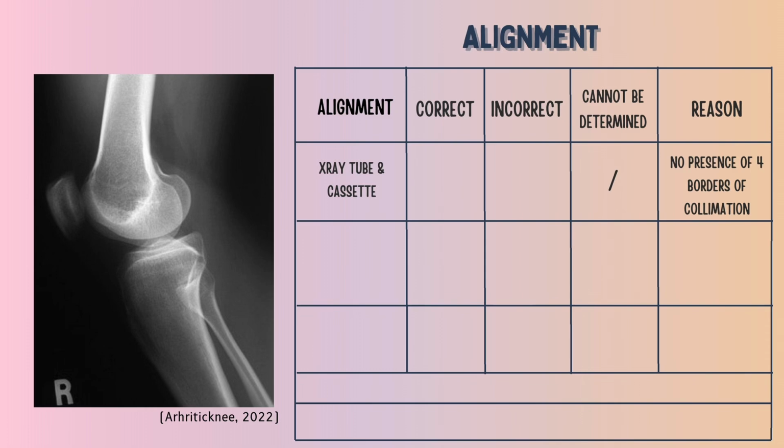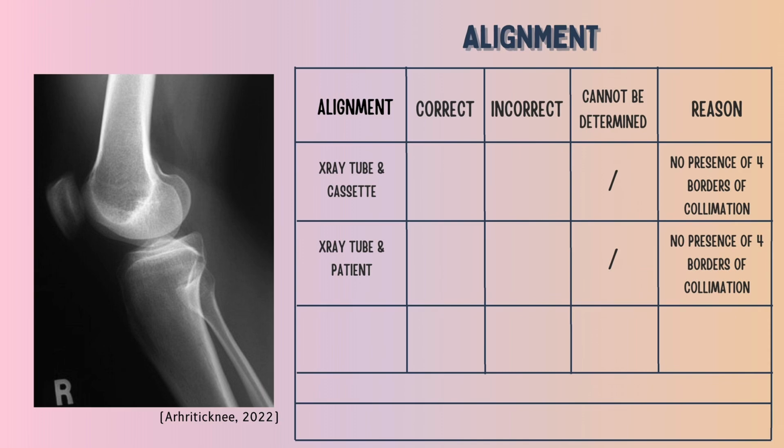Secondly, we must also evaluate the alignment between X-ray tube and patient. To evaluate this, we must compare the distance between edges of collimation and central structure. Based on this radiograph, the alignment between X-ray tube and patient cannot be determined. It is because there is no presence of four borders of collimation in this radiograph.